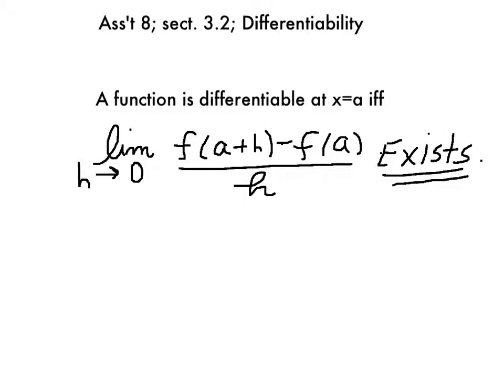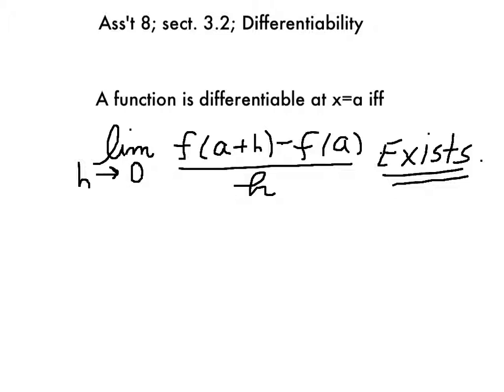Welcome back. Today we'll be looking at Assignment 8, Section 3.2, which talks about the ideas of differentiability. And recall the definition of what it means for a function to be differentiable at a point x equals a. What must be true is that the limit as h goes to 0 of f of a plus h minus f of a all over h, that limit must exist.